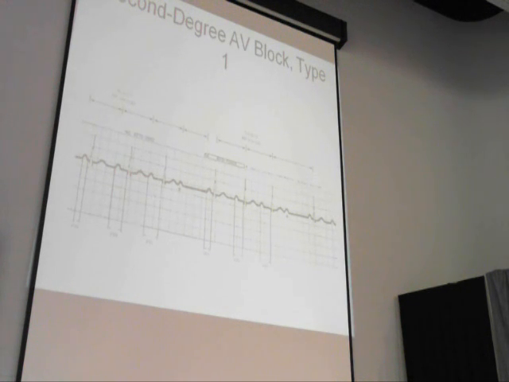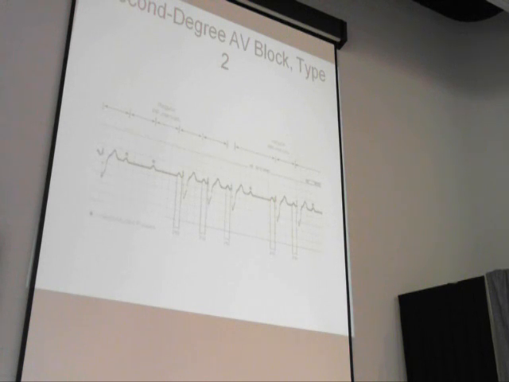Okay? Now, here we get more into the big guys, the ones that concern us. Second degree AV block type 2. Also called Mobitz 2, or secondary type 2. With this one, we have more P waves than QRSs. Quite a few more P waves than QRSs.